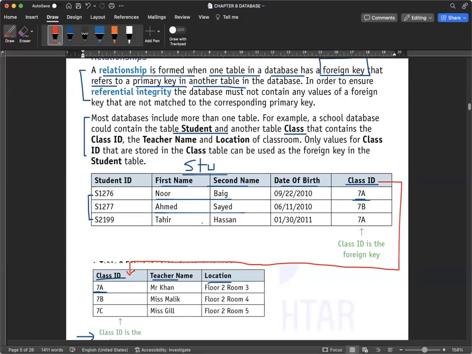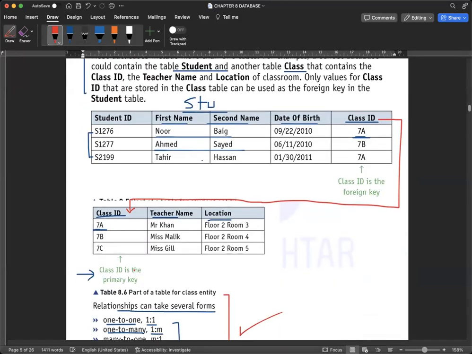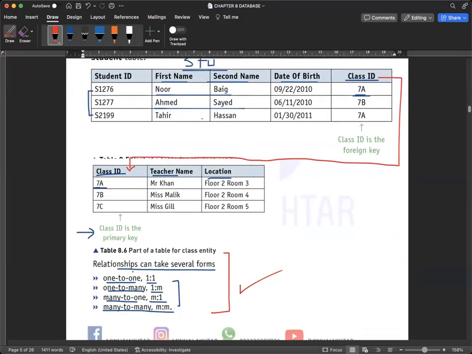No. I just made the line. So you just need to draw the line if you have drawn these tables. You just need to draw the line. And you need to write down the relationship, which can be in several forms.